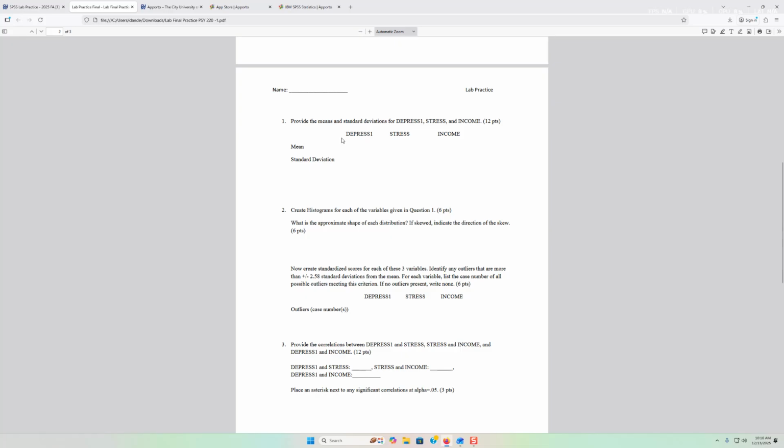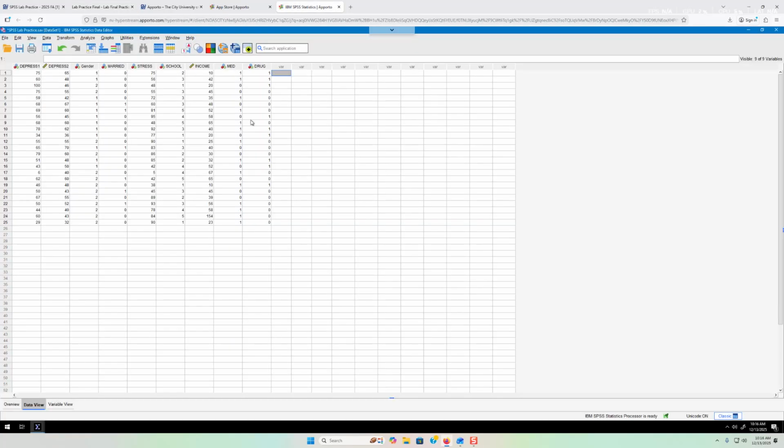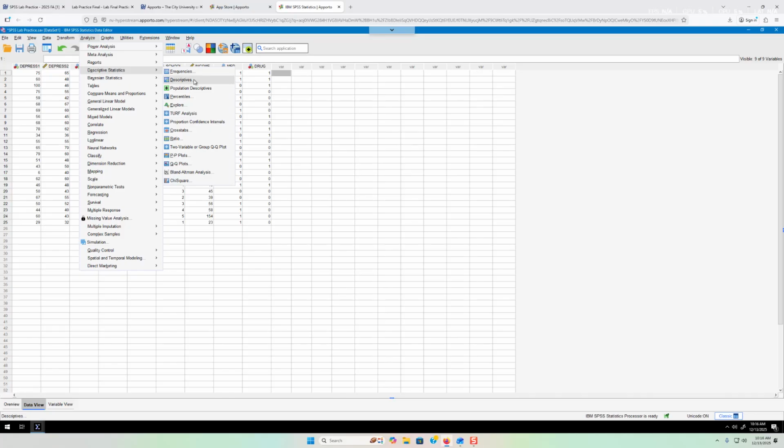So the first question is provide the means and the standard deviations for depression 1, stress, and income. We're going to do this a specific way. There's multiple ways to do this question. We're going to do this analyze, descriptives. The reason we're doing this is because we're going to set up z-scores for question 2.